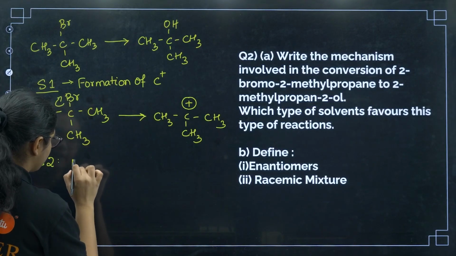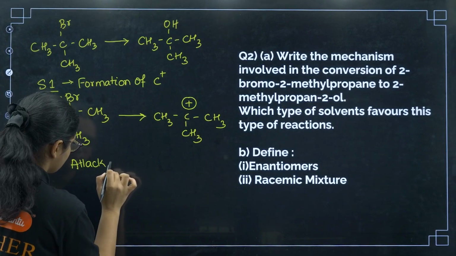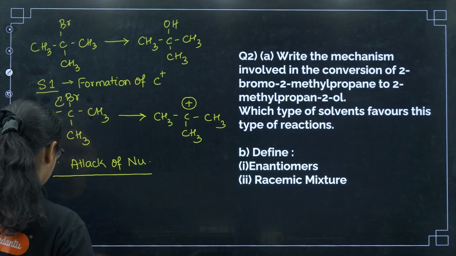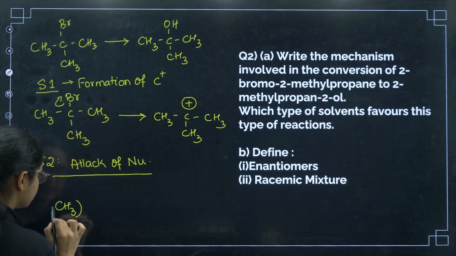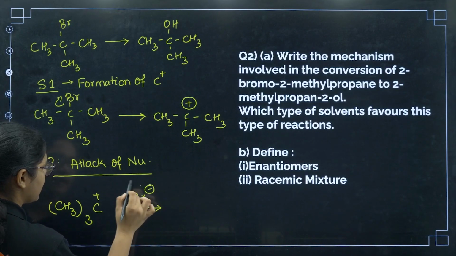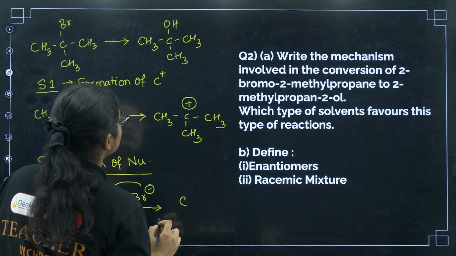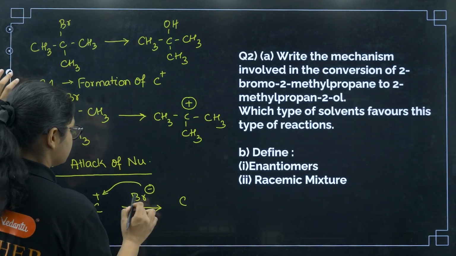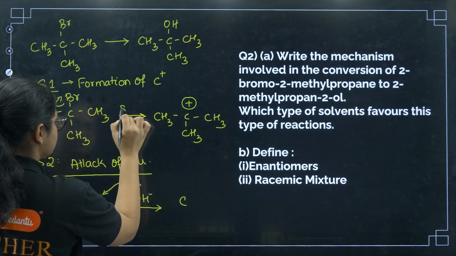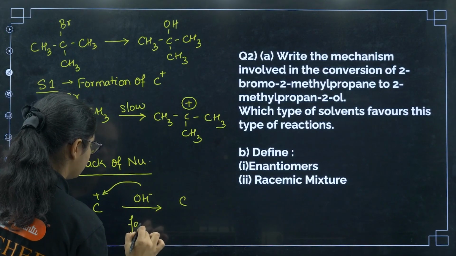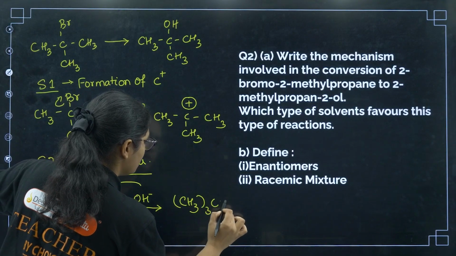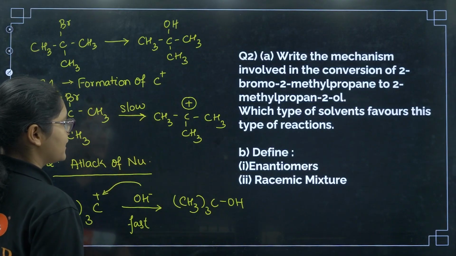Step number 2 is attack of nucleophile. So here what will happen? You have (CH3)3C+, and then Br- will attack here, sorry, not Br-, OH- will attack here, and this is your slow step. Actually, this is a fast step, so please note down this one also. And then you have (CH3)3COH. So this carries 2 marks.